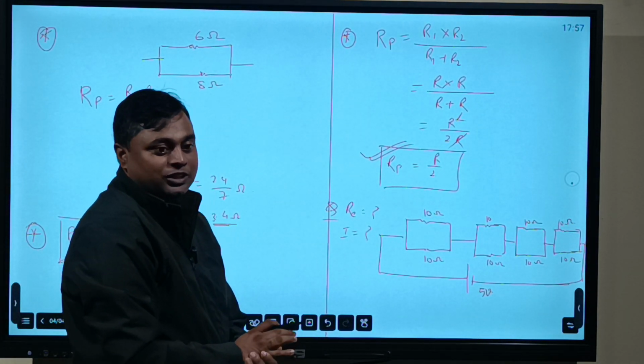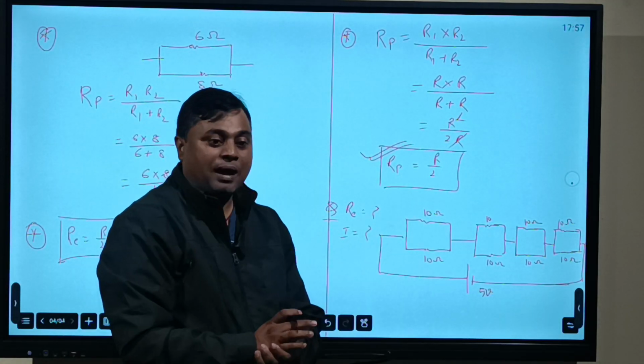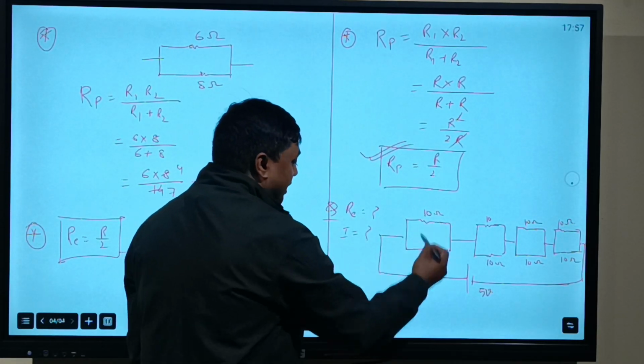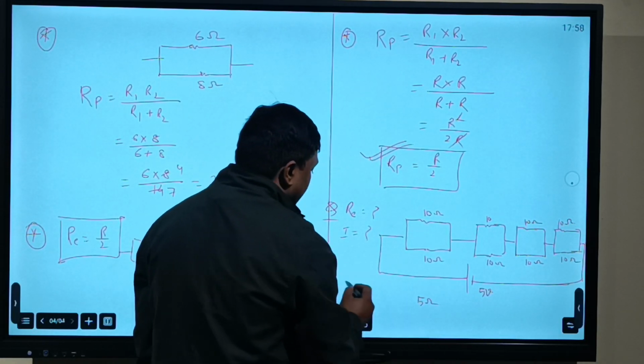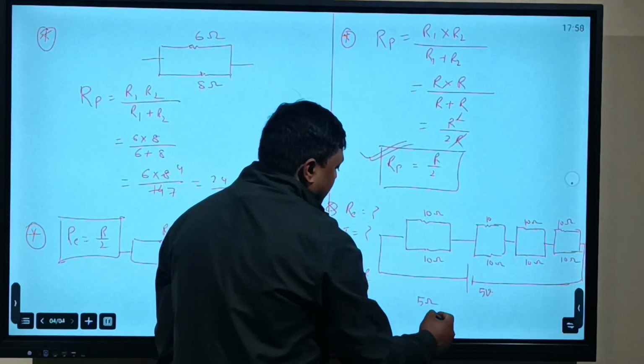Okay, can you solve such questions? Very simple. See, 10 and 10 ohm are in parallel, yes or no? Two equal resistances are in parallel. So what is the equivalent resistance? 5 ohm. Rp is equal to what? R by 2. So this is 5 ohm, yes or no?